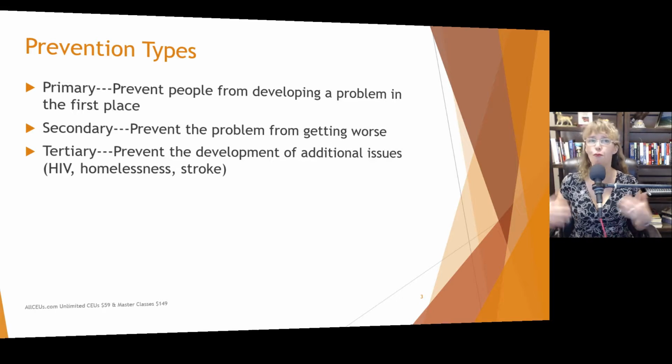Your prevention types. Primary prevention means keep people from developing a problem in the first place, which means keeping them from misusing opioids in the first place. Secondary is preventing the problem from getting worse. If they start to develop a tolerance or dependence on opioids, preventing it from escalating. And then tertiary prevention says, okay, the person's substance misuse has progressed. They've got a problem with opioid misuse, but let's prevent them from getting other problems, including HIV, homelessness, stroke.